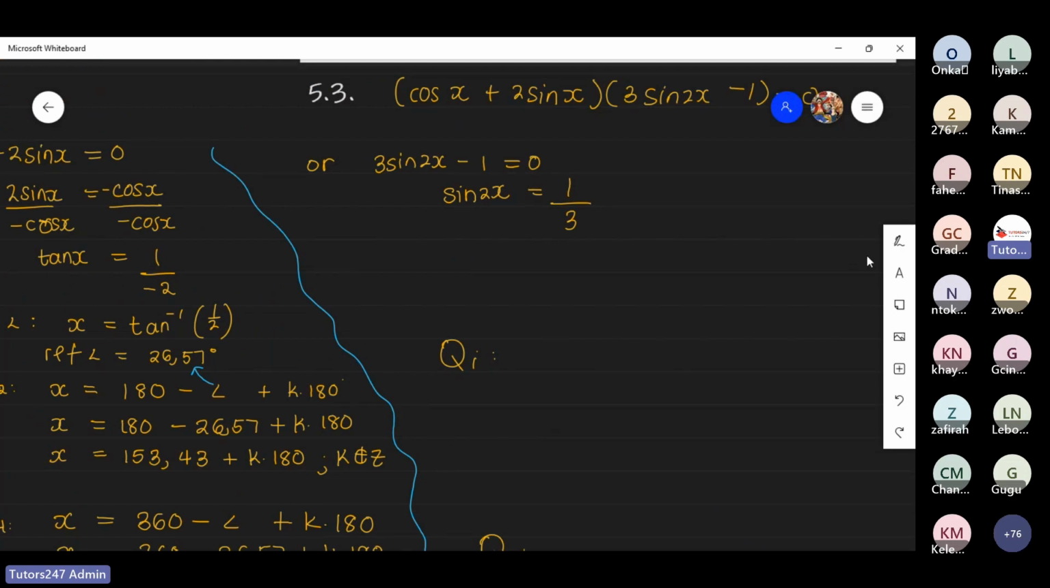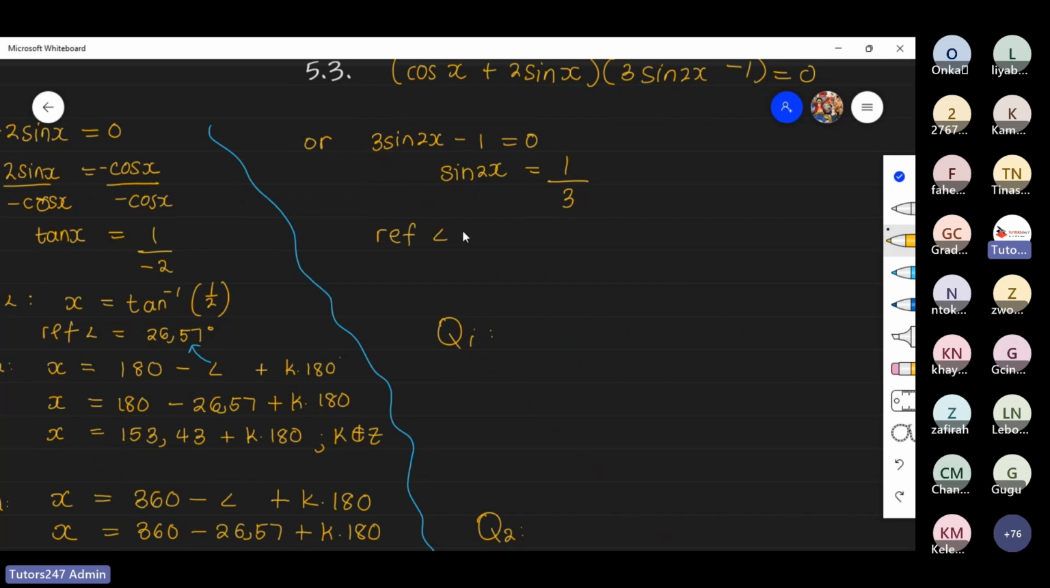In order for us to get our reference angle, all we now need to do is move that sine over to the other side, making it 2x equals sine inverse of 1/3. From here, our reference angle is equal to, let us see, on your calculator, press shift, press sine, press 1/3, and press equals. Yes, buddy, what's up?